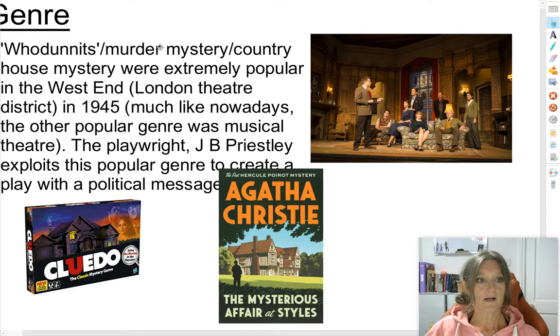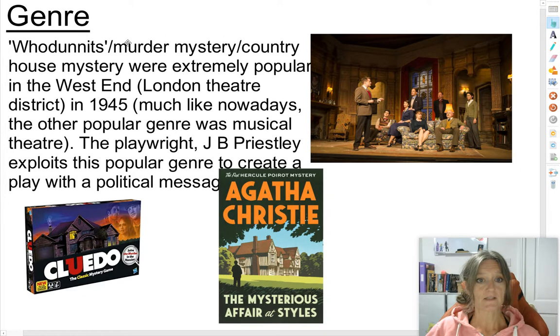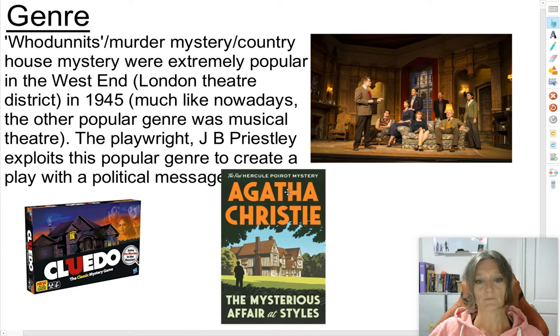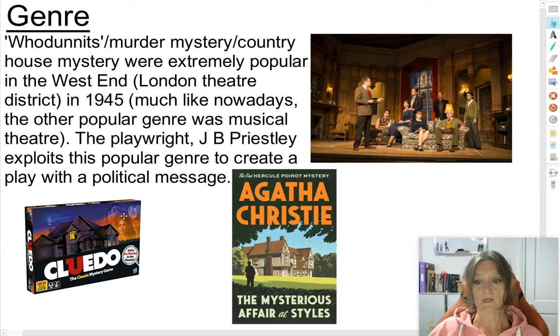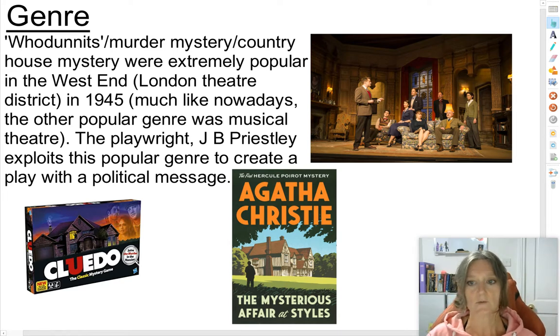Okay, so you can see up here we've got a subheading, and this is a little bit of assessment objective 3 of social and historical context. So An Inspector Calls is a particular genre of play, and there's different names for this genre. I always call it murder mystery.